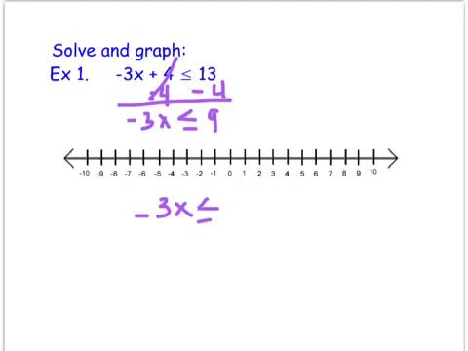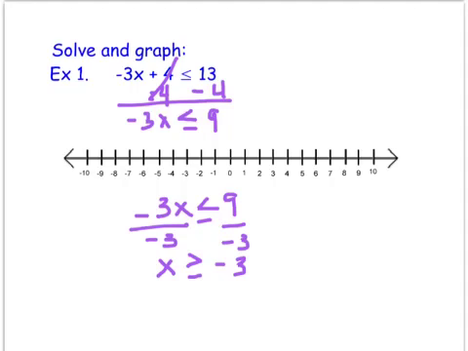Now what do I do? I want to get x by itself, so I'm going to divide both sides by negative 3. Oh no! What do we know? When we divide by a negative, what happens to this? Yep. It flips. So we get x is greater than or equal to negative 3.